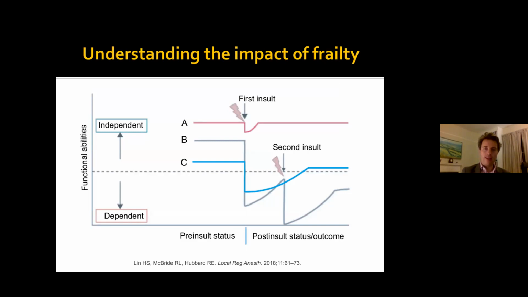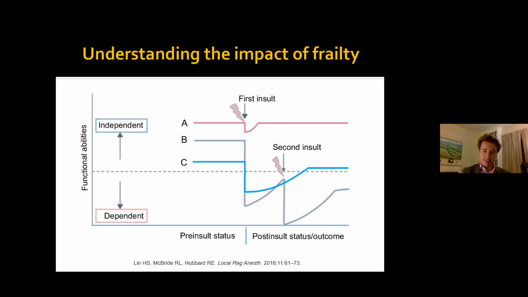So let's take A first. Line A is a red line. This is a robust, physically fit person, perhaps undergoing surgery or critical illness, you might argue, with the first insult, but probably more likely to be surgery, who takes a dip in their functional capability on the y-axis there, but it doesn't cross the line of functional dependency. And so they return very quickly and rapidly to their pre-morbid status without too much to do. And it's water off a duck's back for this sort of patient. So this is the sort of person who might have a short one-night stay in hospital or in a day case procedure.